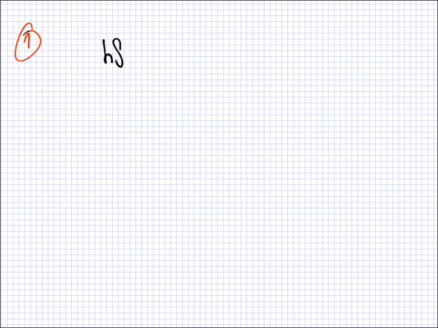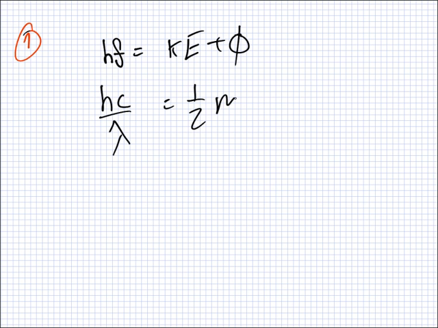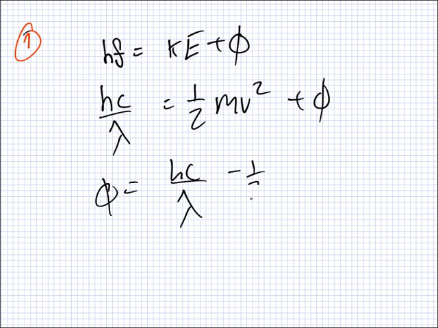hf equals KE plus work function. Isn't that right? Yeah. Which is hc over lambda equals a half mv squared plus work function. So work function is hc over lambda minus a half mv squared.